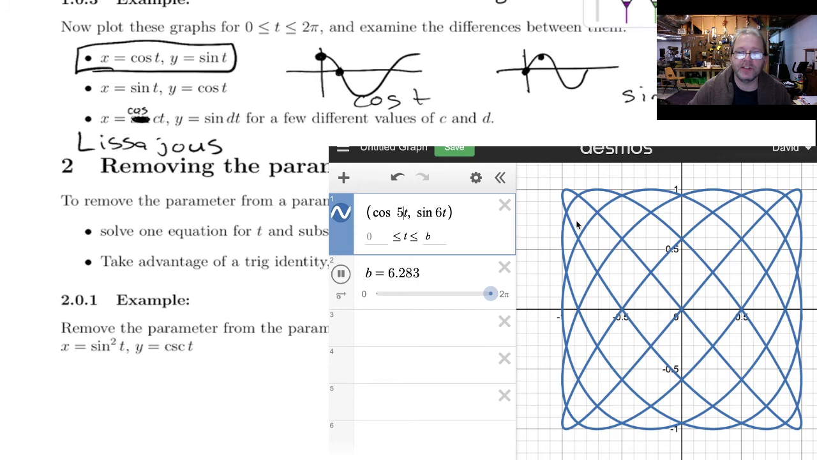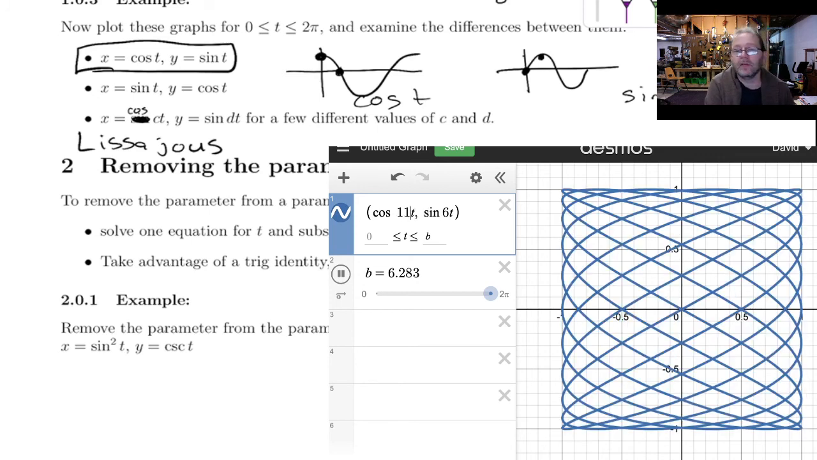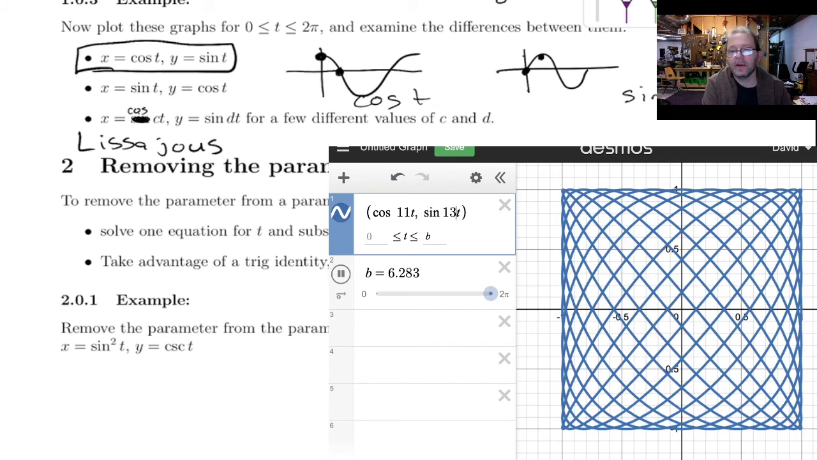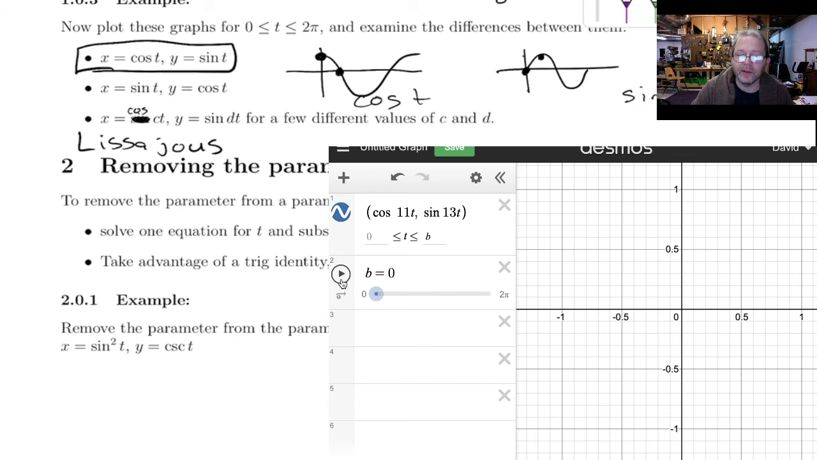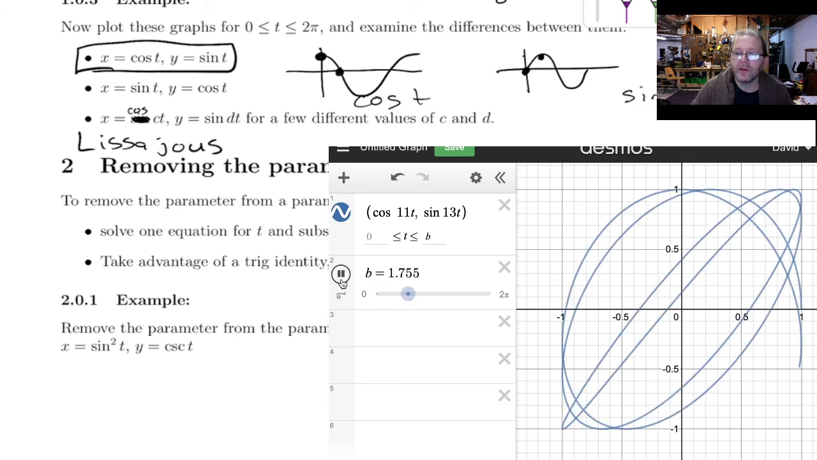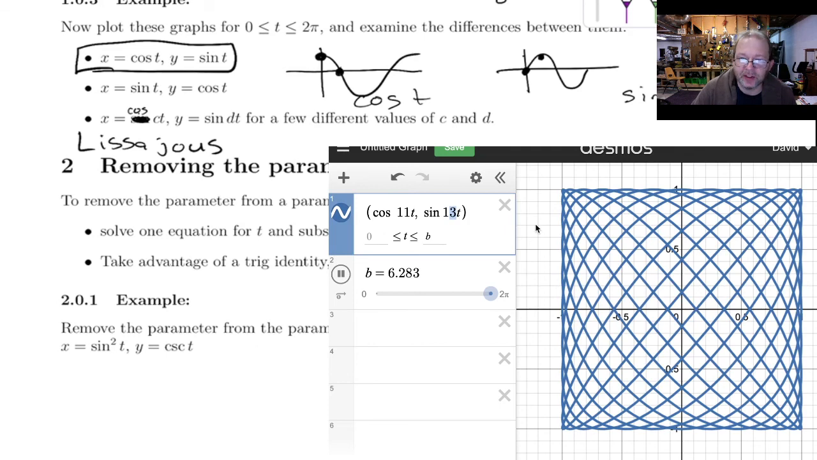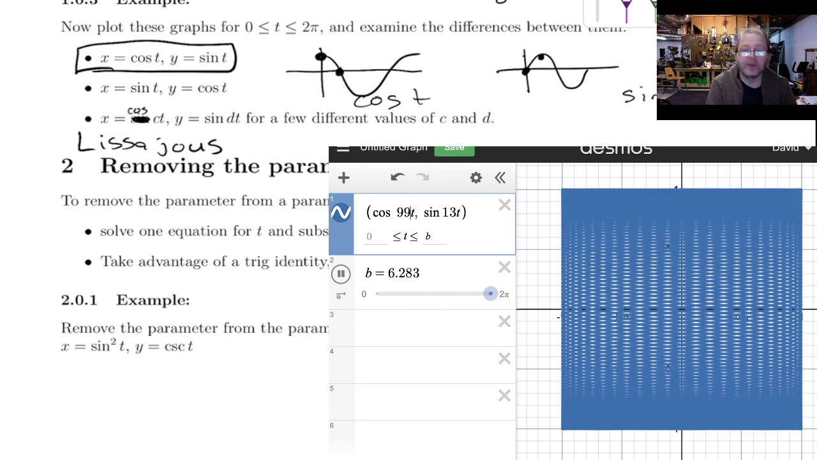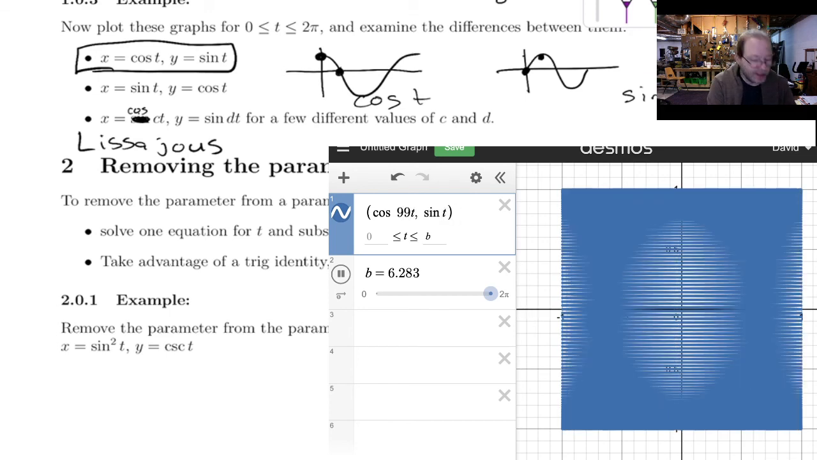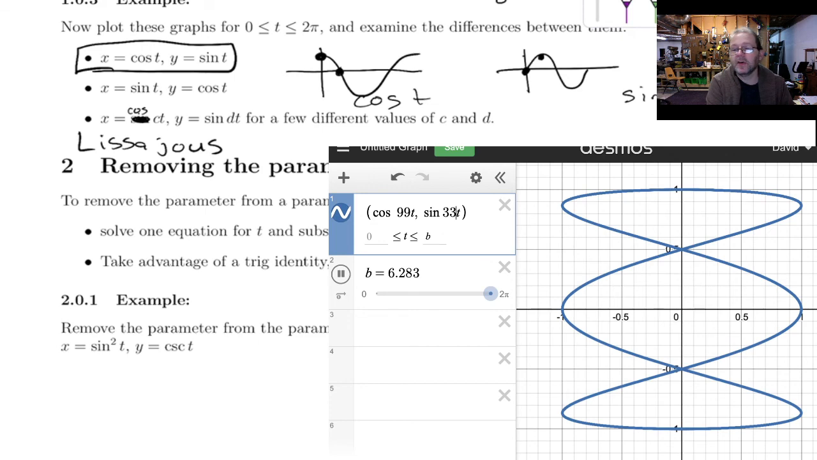And you can do some pretty crazy stuff here. Let's make this 11. This one over here, if I make it 13, we get this fun shape. I'm going to bring this back over here and animate this. We can see it draw the whole thing in. I don't know, to me they're aesthetically pleasing. Let's do something crazy and then we'll do something else. If I put in 99 there, and say 33, we get this.